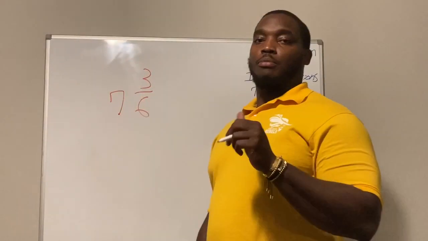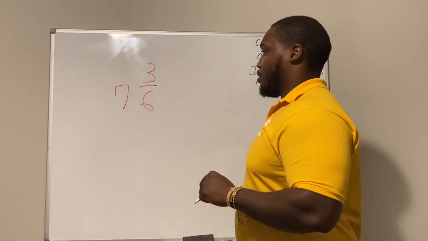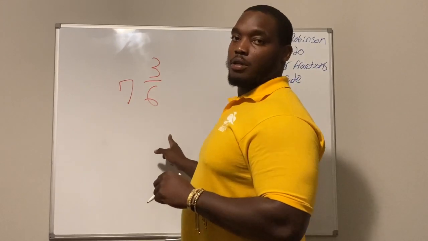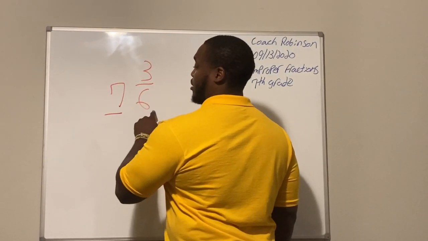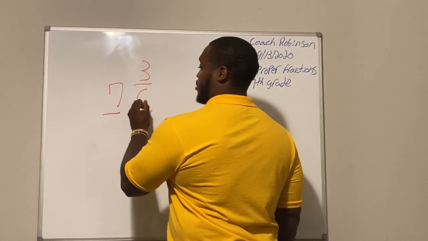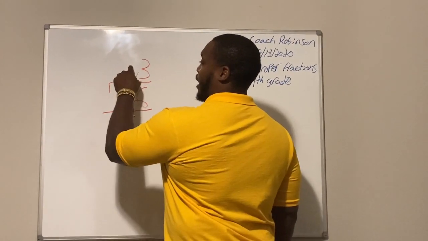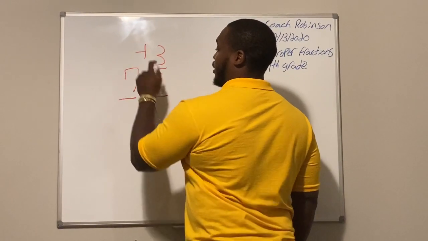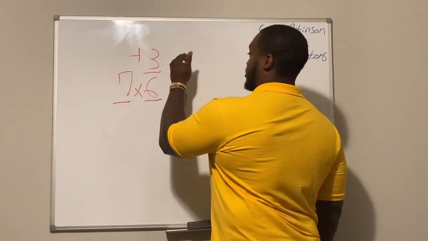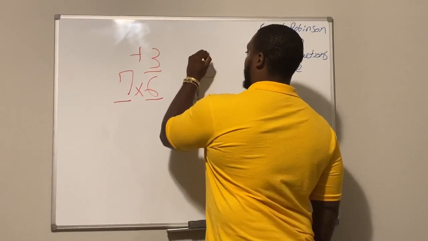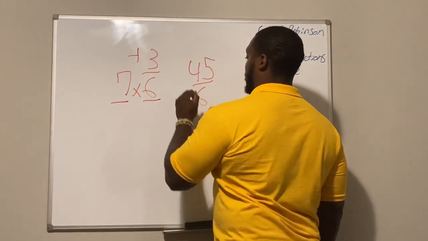So now I'm going to show y'all one more example, right? So again, in order to turn a mixed number into an improper fraction, you have to take the whole number and multiply it by the denominator, which is 6. And you have to add the numerator and keep the denominator the same. So 7 times 6 is 42, plus 3 is 45. So this is 45/6. All right.